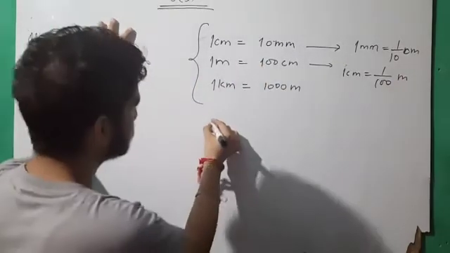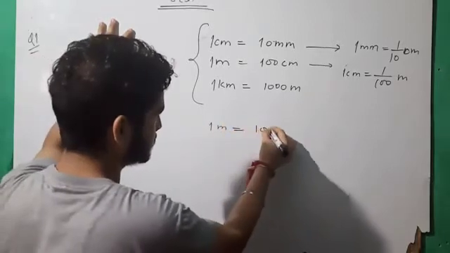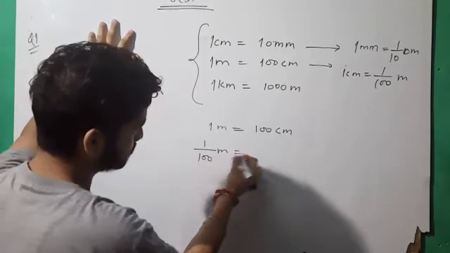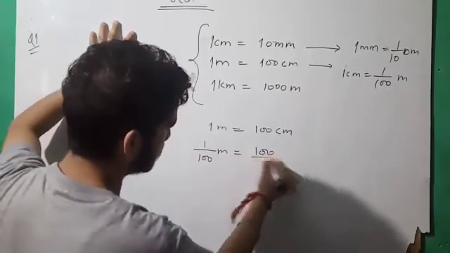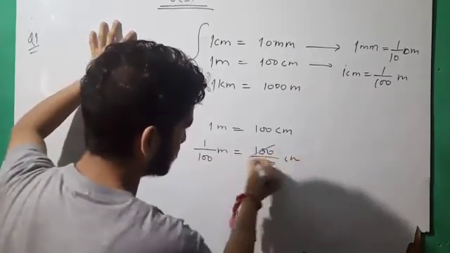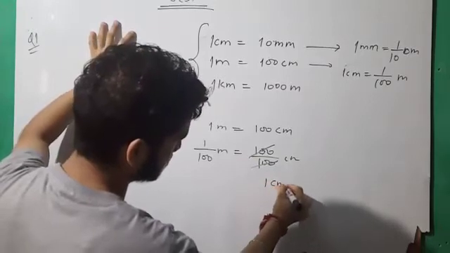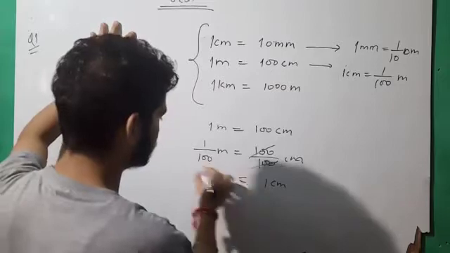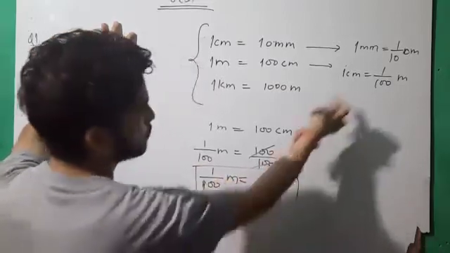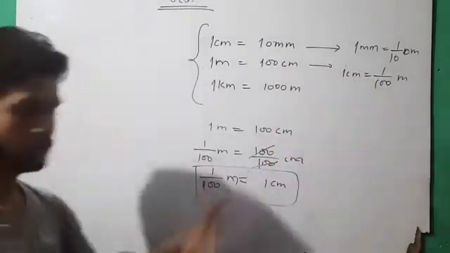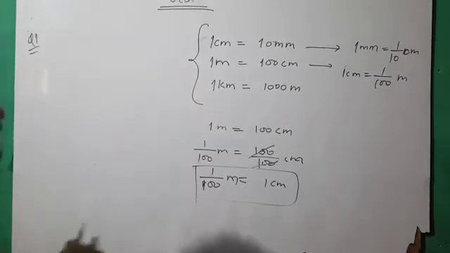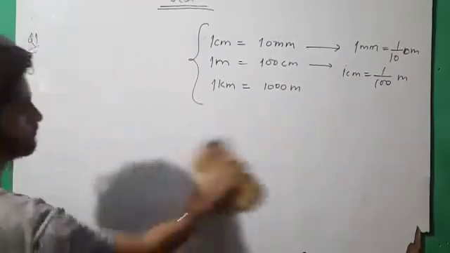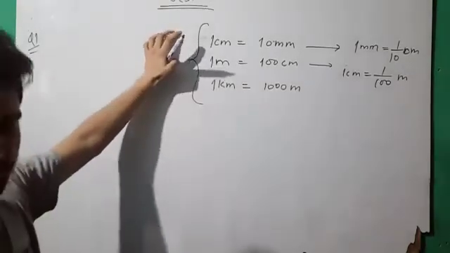One more thing I have cleared about this: 1 meter equals 100 centimeter. If you divide both sides by 100, 100 upon 100, the 100 cancels. So we can say that 1 centimeter equals 1 by 100 meter. So this is the direct way to find this value. This is another method to find that 1 centimeter equals 1 by 100 meter. You have to just note down and remember these values.